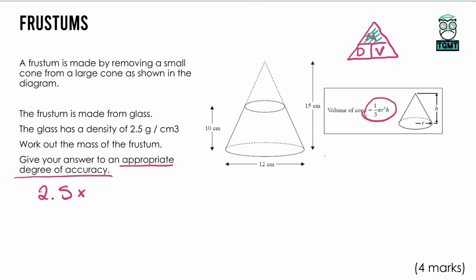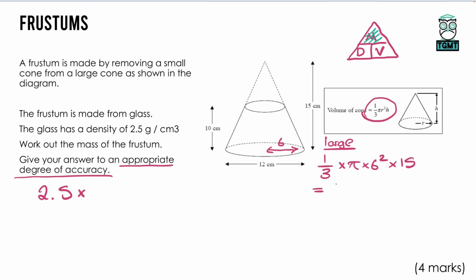So here we're going to do the large cone, and it's always good to label it, so I'll label it large and small. So that would be 1/3 times pi. The radius here for the large cone would be half of 12, so that's 6. So times 6 squared. And the height of that large cone would have been 15. So there we go. I'll type that into the calculator. 1/3 times pi times 6 squared times 15.